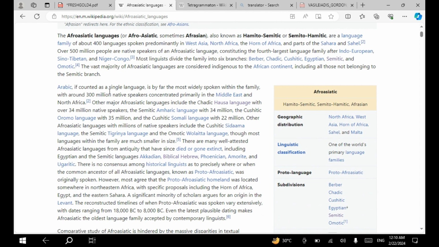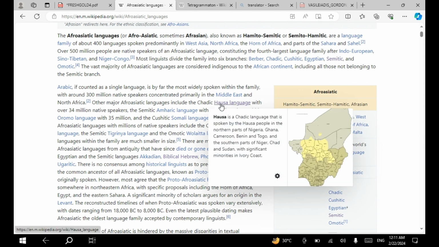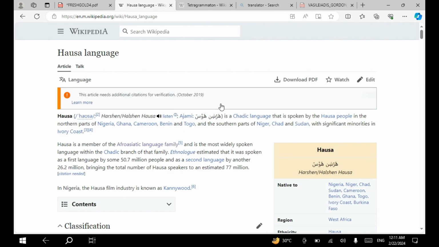Arabic, if counted as a single language, is by far the most widely spoken within the family, with around 300 million native speakers concentrated primarily in the Middle East and North Africa. Other major Afro-Asiatic languages include Chadic and the Hausa language. I want to prove to you something here, that the Hausa language is what they mean by the Afro-Asiatic. The Hausa language is the Amorite. During the Bronze Age, Aramaic was changed to Amorite. The Hausas were the ones that influenced the Aramaic.